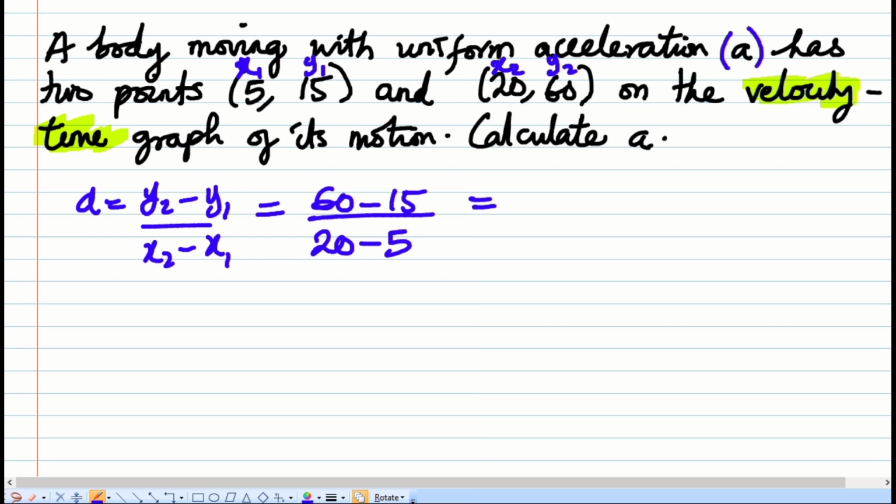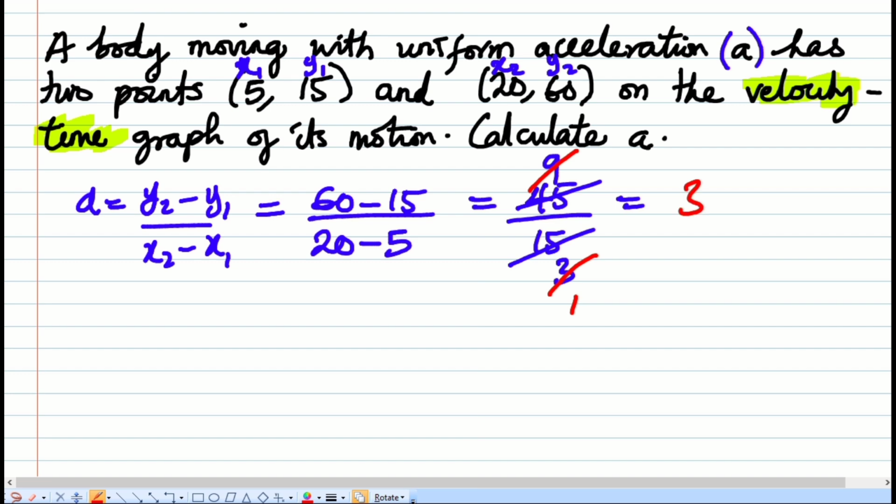If we solve this, it's very simple, we get the acceleration a. 60 minus 15 is 45, over 20 minus 5 is 15. So we can use 5: 5 into 15 is 3, 5 into 45 is 9. Then 3 can go again: 3 into itself is 1.